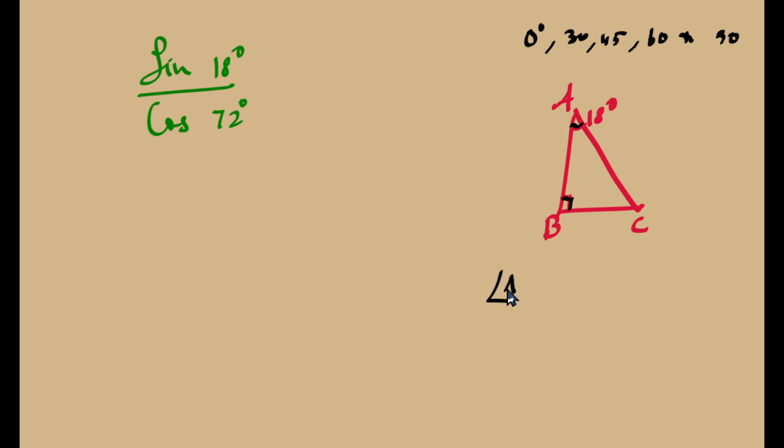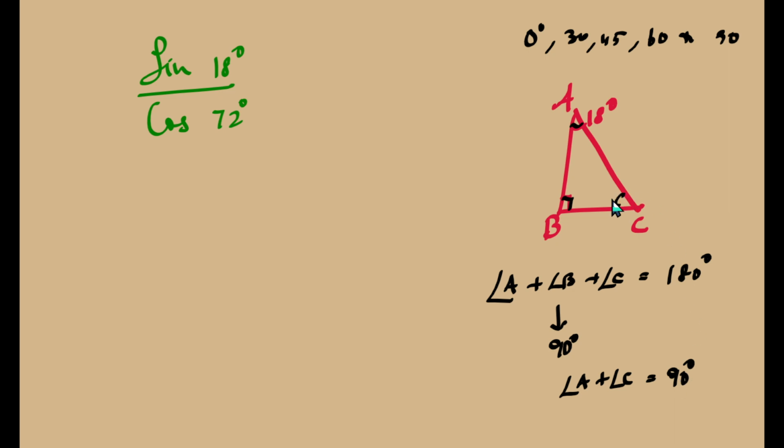Of course, we know the measure itself of angle C, because we know that the sum of the angles in any triangle is equal to 180 degrees, and since one of the angles is already taking the measure of 90 degrees, the other two angles, angle A plus angle C, should be equal to 90, or in other words, A and C are complementary angles. They add up to 90 degrees, and if you do 90 minus 18, angle C is going to be equal to 72 degrees. So what have we arrived at by all this?